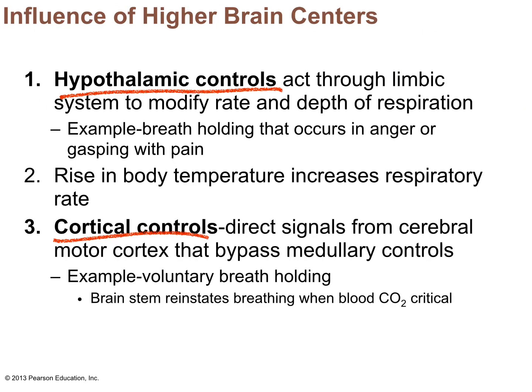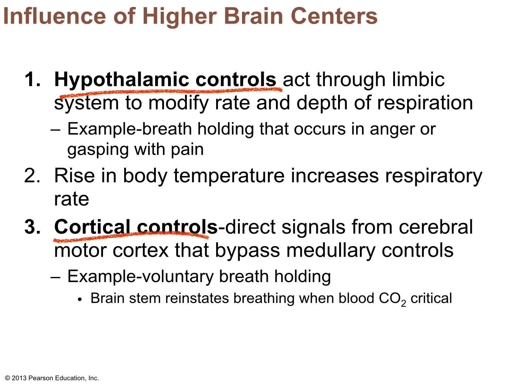Now, some other influences on breathing: we have hypothalamic control. In the hypothalamus, you have the limbic system, and this is going to help modify rate and depth of breathing based on emotion, right? Limbic system is the emotional system, and so with anger, sometimes breath gets fast and short, and sometimes people hold their breath, or we can see this a lot in infants when they get angry and hold their breath.